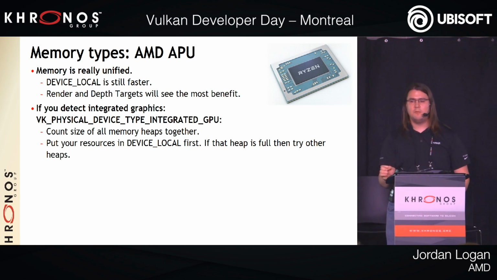In this memory, you want to put all your depth and render targets, as they see the largest benefit from the increased speed. Because of this, the difference between host visible and device local is much smaller compared to dedicated GPUs. You want to make sure you don't start using a lot of streaming in your resources.